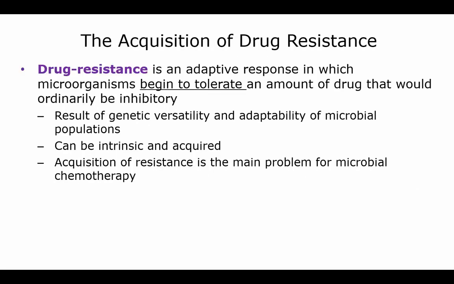Now, moving to drug resistance. This is an adaptive response where the microorganisms start to tolerate the amount of drug that would ordinarily kill them or inhibit them in some way. And so they become more versatile in their population, and they're more adaptable. And this resistance can be intrinsic or acquired. And that's the main problem. Drug resistance is the main problem for antimicrobial therapy, chemotherapy.